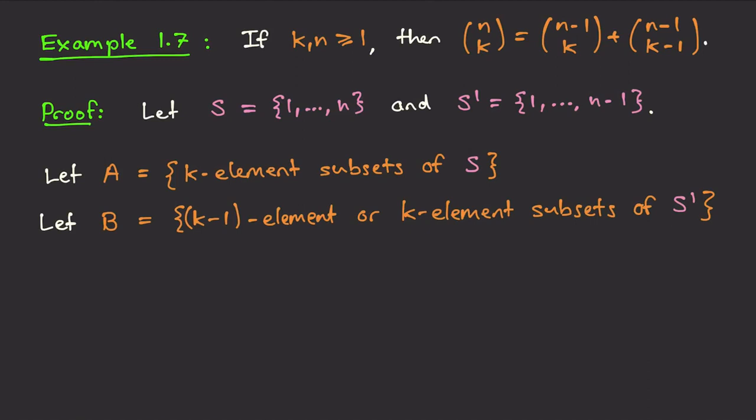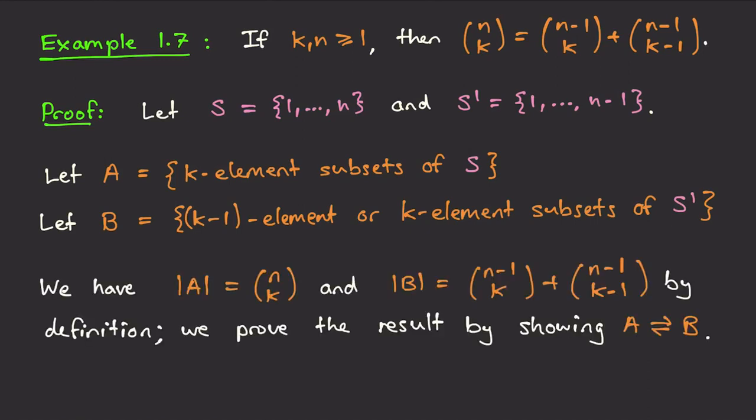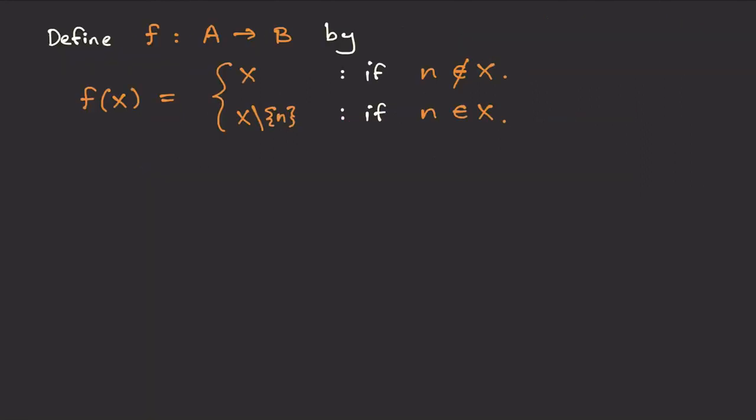It's enough, therefore, to prove that A is in bijection with B, because that would imply that they have the same size, so the left-hand side is equal to the right-hand side. To prove that there's a bijection between these two sets, it's enough to find a function f from A to B and a function g from B to A, so that g is the inverse function of f. And we already know the right rule to put elements in A in correspondence with elements of B, now we just need to write it down.